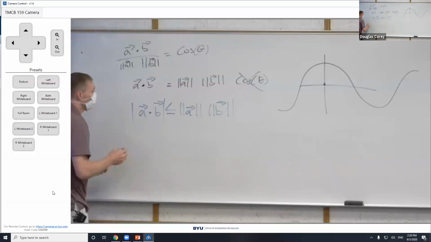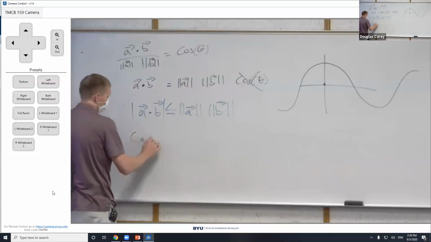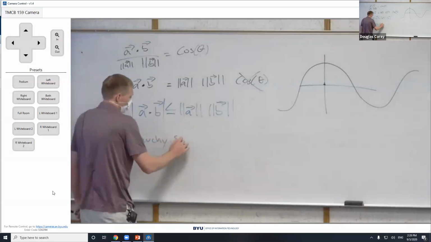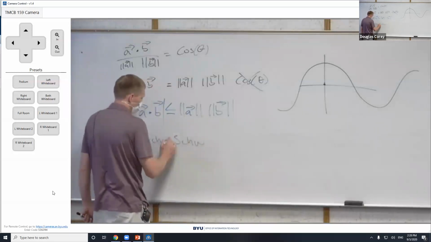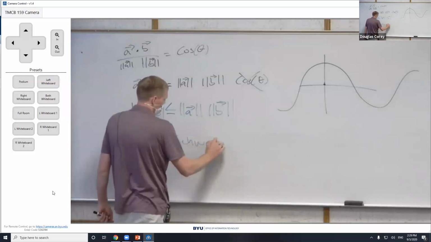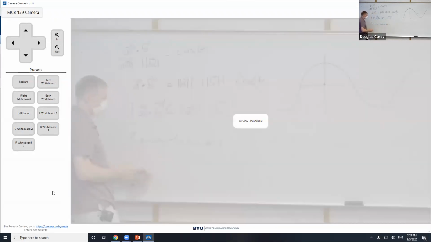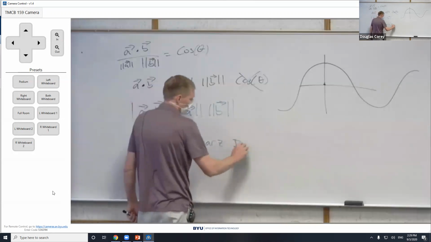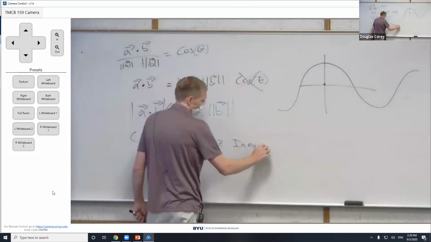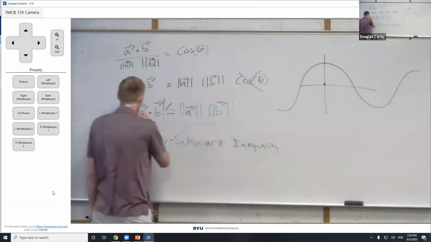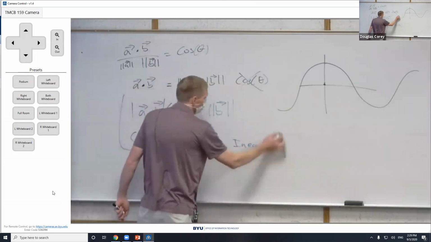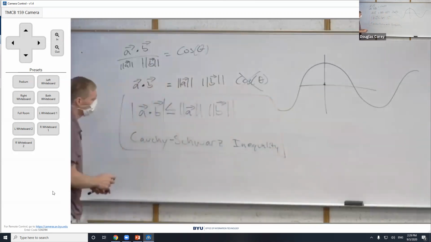This is called the Cauchy-Schwarz inequality. Schwarz is S-C-H-W-A-R-Z, Cauchy is C-A-U-C-H-Y. I wish there was a better geometric interpretation of this inequality. I haven't been able to find a really good one.